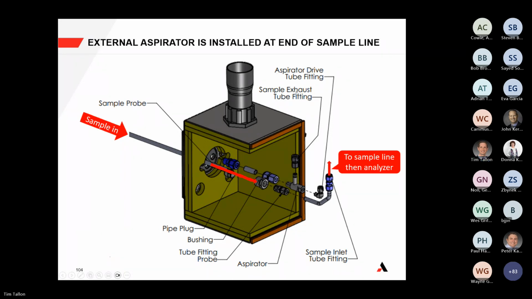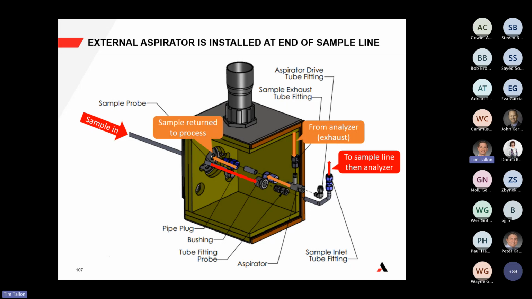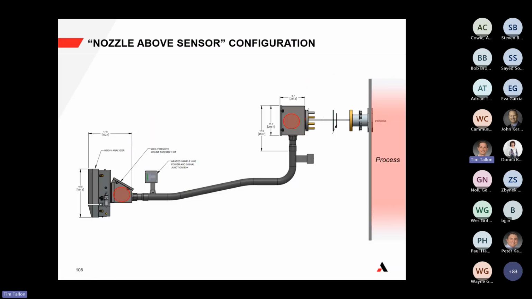And then if it were to return back to process, you also have from the analyzer the exhaust, so that would go through here. The aspirator air would be pulling from over here before the exhaust and the aspirator air combine to return back to process. So just an easy way to see how the two tubes work together to return the process. All right, so that's the consideration when it comes to the aspirators.